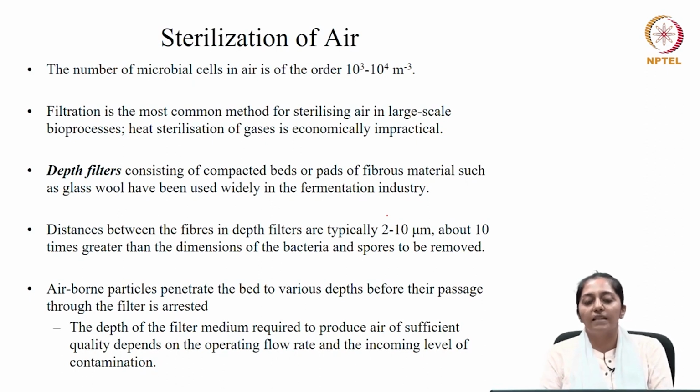The number of microbial cells generally present in the air is of the order of 10 to the power of 3 to 10 to the power of 4 per meter cube. Filtration is the most common method for sterilizing air in large scale bioprocesses. Heat sterilization of gases is economically impractical. So for sterilizing air, generally depth filters are used, which consist of compacted beds or pads of fibrous material such as glass wool, which have been used widely in the fermentation industry.